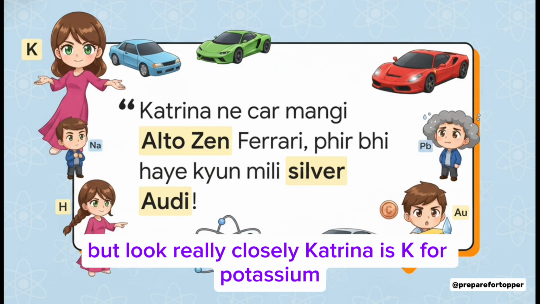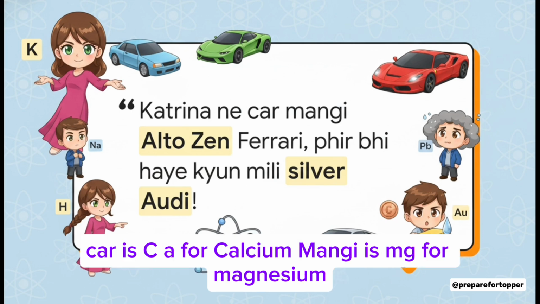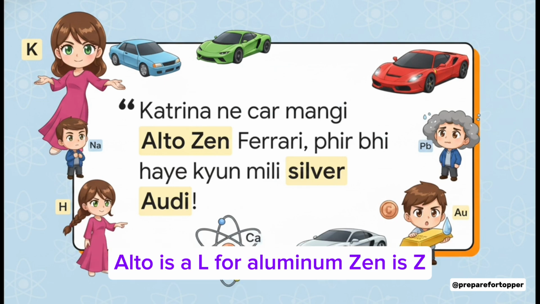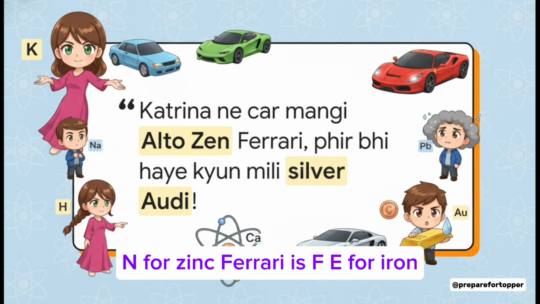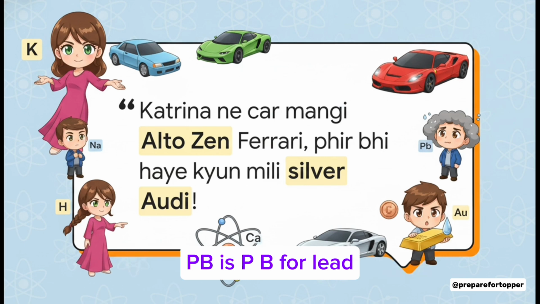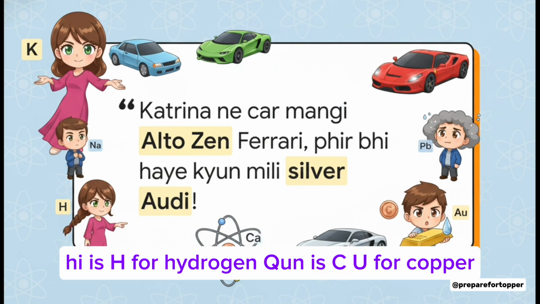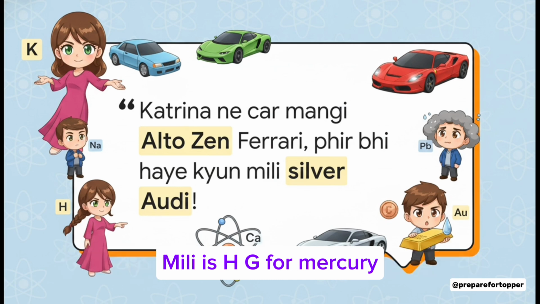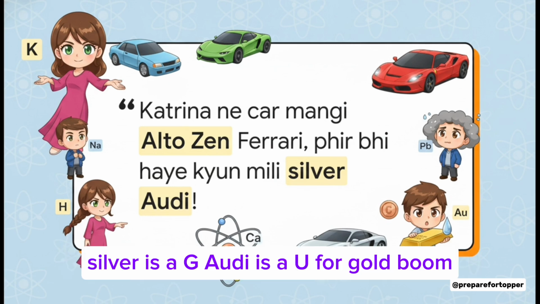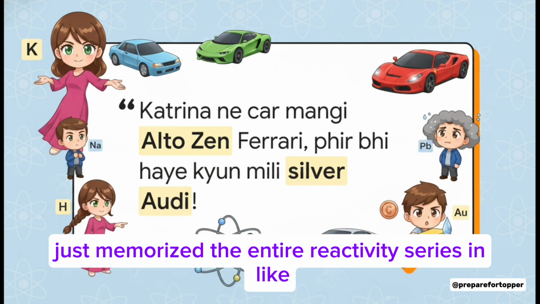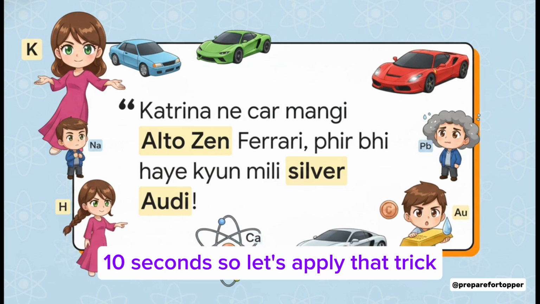Katrina is K for potassium, Ne is Na for sodium, car is Ca for calcium, Mangi is Mg for magnesium, Alto is Al for aluminum, Zen is Zn for zinc, Ferrari is Fe for iron, Pitterby is Pb for lead, High is H for hydrogen, Kun is Cu for copper, Mili is Hg for mercury, silver is Ag, Adi is Au for gold. Boom! You literally just memorized the entire reactivity series in like 10 seconds.